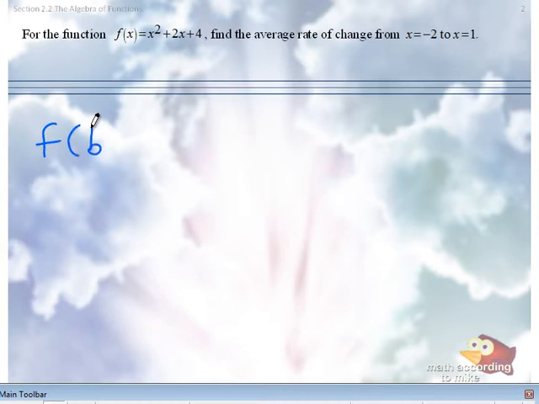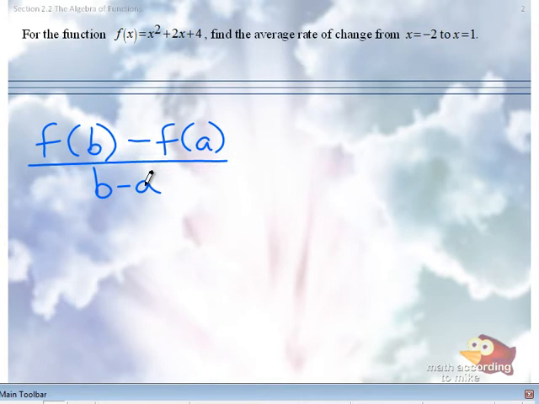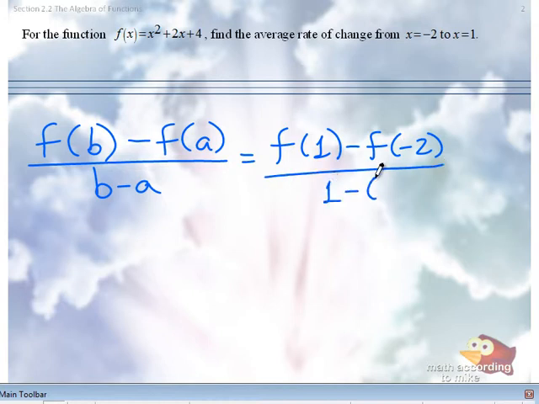We usually do b first, but it's okay. Good. We typically say that a is the smaller number and b is the larger number, so we'll say f of 1 minus f of -2 all over 1 minus -2. Please be careful of the double negative.